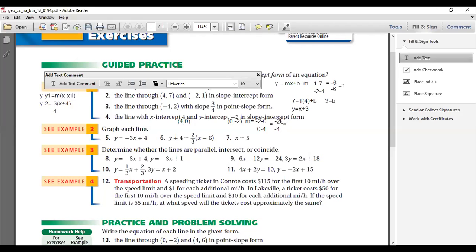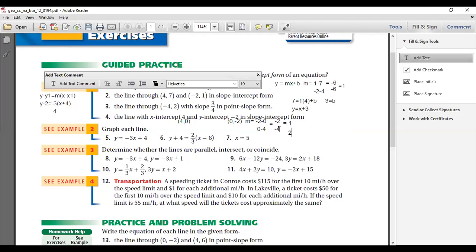So whenever there are numbers to simplify, you need to simplify them. So the negatives get cancelled. You can simplify this with 2. So 2 divided by 2 will give you 1, and 4 divided by 2 will give you 2. So the slope for this question is going to be 1 over 2.